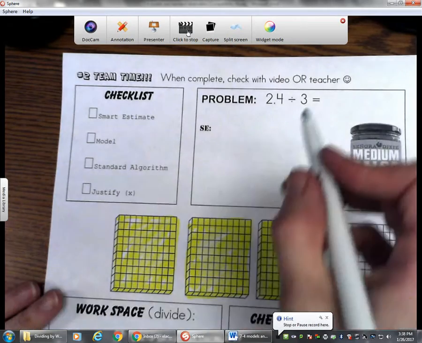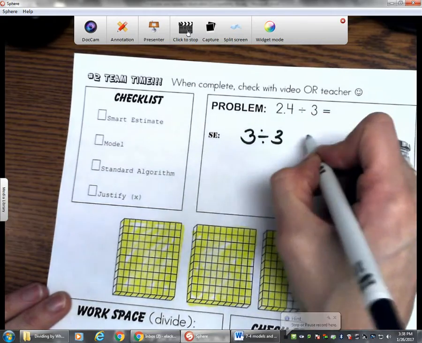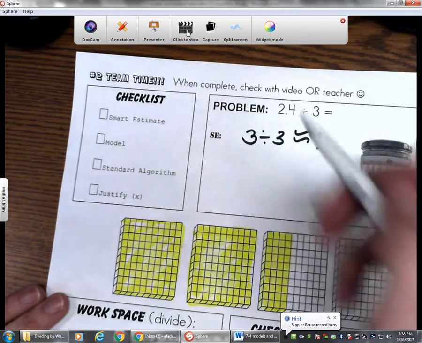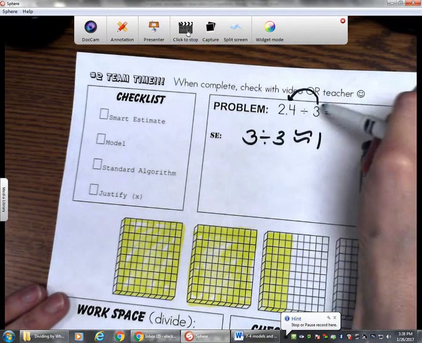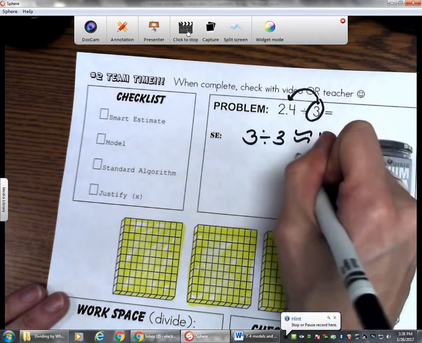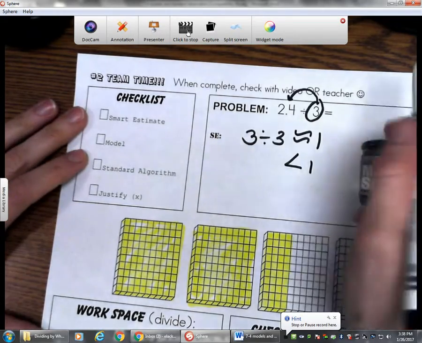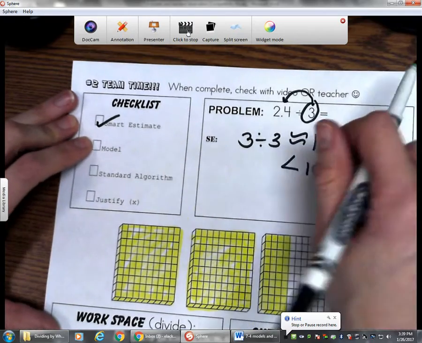Okay, so for your second team time, you could have done an estimate as simple as 3 divided by 3 is about 1. I know this answer is going to be about 1. Also thinking how many times does 3 go into 2 and 4 tenths, and I know my answer is actually going to be less than 1 because it doesn't even go in 1 full time. That's me estimating, thinking about what the answer is going to look like.